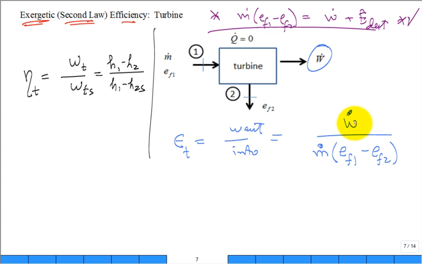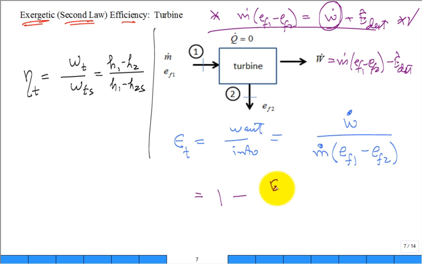So this is a good equation. You could rewrite that because you see that, well, what comes into the shaft, W dot, isn't that also equal to M dot times EF1 minus EF2 minus E dot D, the exergy destruction? Sure. And if you did that, you would have 1 minus the rate of exergy destruction divided by M dot times EF1 minus EF2. There's no difference in those equations, but it may be more convenient to use one or the other.